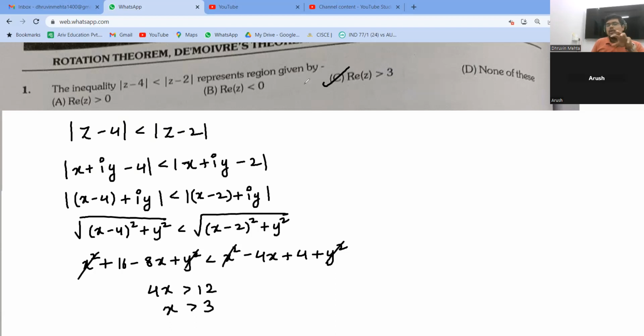So this was actually a locus related question which we had done in the previous session. Done. Shall we take the next one? Makes sense.